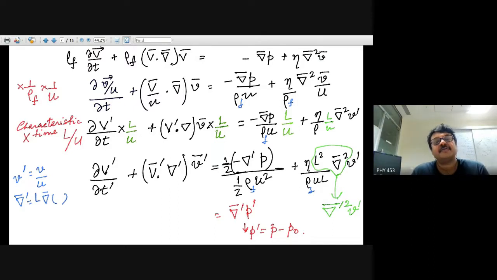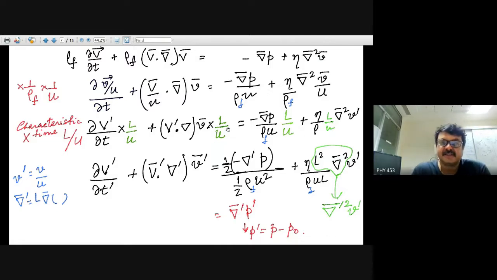Now, suppose your characteristic time is 1 second, but if your unit of time was 1 millisecond, then this would look very huge. But if you normalize by the characteristic time, what you're trying to get is every term will be close to value 1. So v by u would be some number close to value 1. And here also you have introduced L by u, and L by u. You have introduced this everywhere.